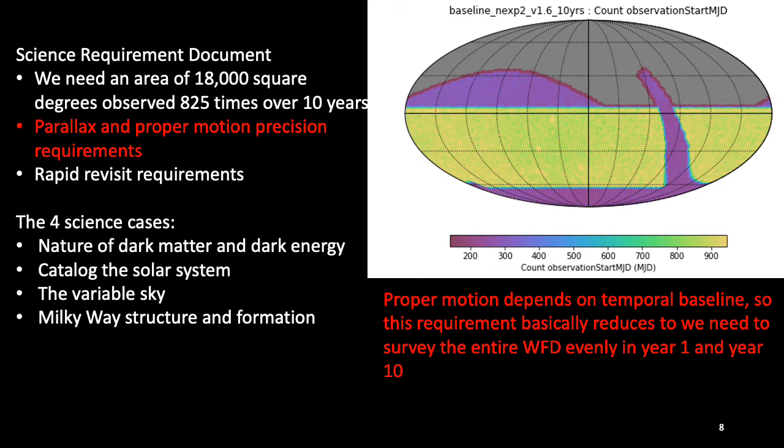Next up, parallax and proper motion precision is pretty much dominated by how well we observe things in the first year and the 10th year. And so that just means in our surveys, we almost always observe the entire wide, fast, deep region in year 1 and year 10. We can be more creative in the middle years, but in year 1 and year 10, we need to cover the entire sky.